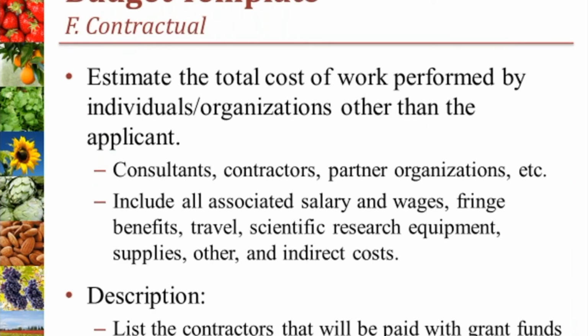Category F is for the project's estimated contractual costs. For the purpose of SCBGP, any organization other than the applicant that will work on the project and receive grant funds is considered a contractor. For amount requested, list the total estimated cost of any work to be performed by organizations other than the applicant. Typical costs under contractual include consultants or project cooperators from other organizations. This amount should include all of the budget costs associated with each contractor, including salary, travel, supplies, etc. In the description column, list the names of the contractors if known and the types of services needed.